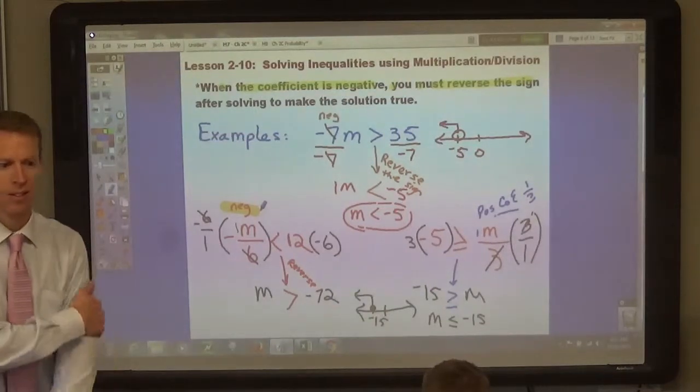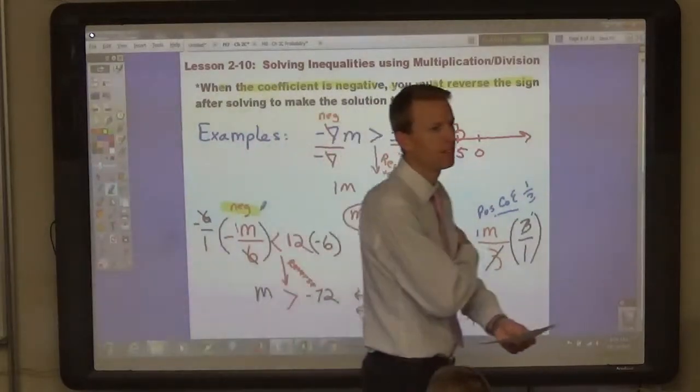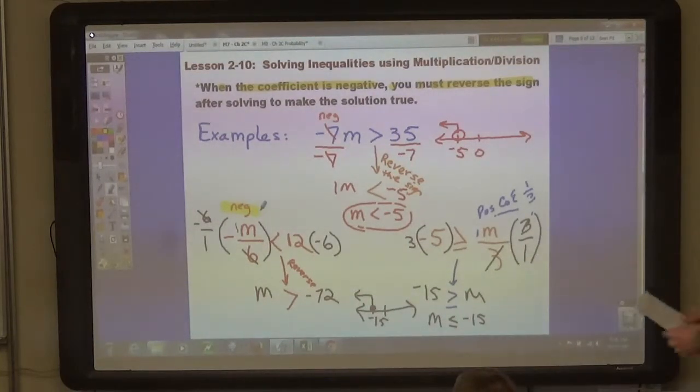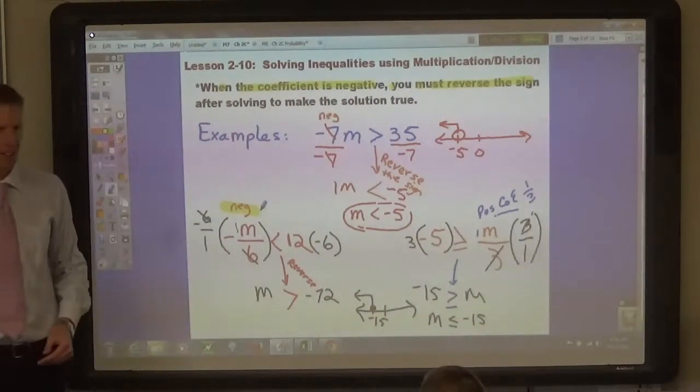Number 3. Maddie, what's the coefficient in number 3? -45. Well, is that the number next to the variable? No, 9 is. Yeah, circle the 9. Write positive next to it. POS. The 9 is the coefficient. That's positive. If it's positive, do you have to reverse the sign, Merlin? No. Right, do not reverse the sign.